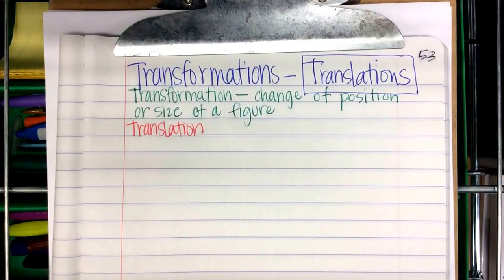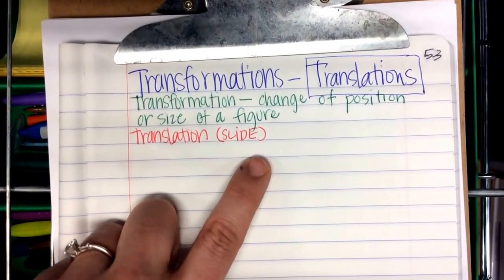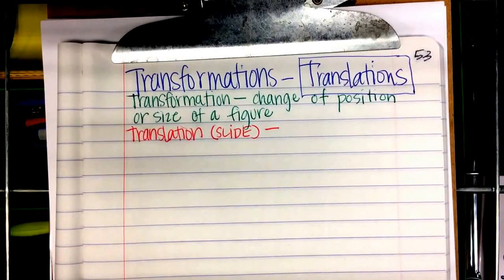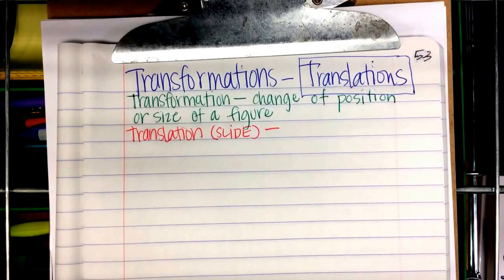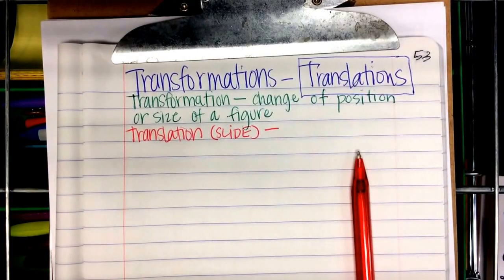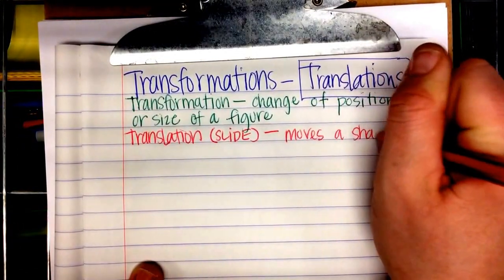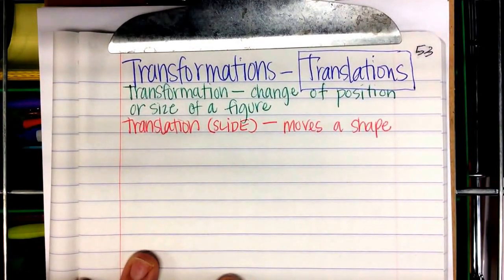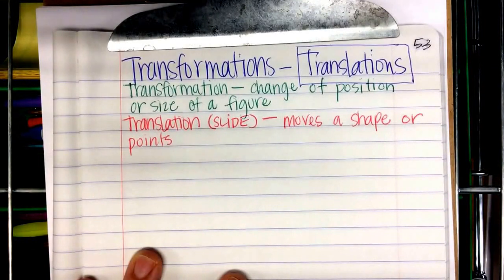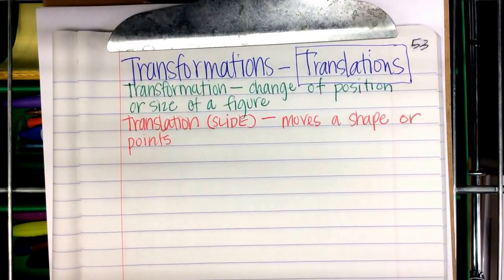A translation, the middle school definition of a translation is a slide. You're going to take a shape and you're going to slide it to a new location. It's not changing size. You're just taking a shape and you're sliding it to a new location. So the definition is it moves a shape or points. So you're taking a triangle or just a dot and you're sliding it to a new spot.